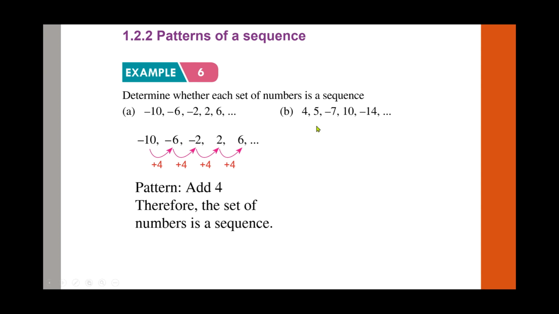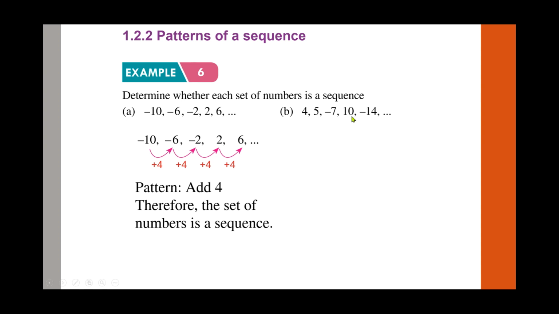Okay, now you look at these numbers. This is 4, 5, -7, 10, -14. Okay, how much is the difference between 4 and 5? 1. And 5 and -7? How much is 5 minus -7? 12. Yes, 12. And then -7 and 10, or 10 minus -7? 17.